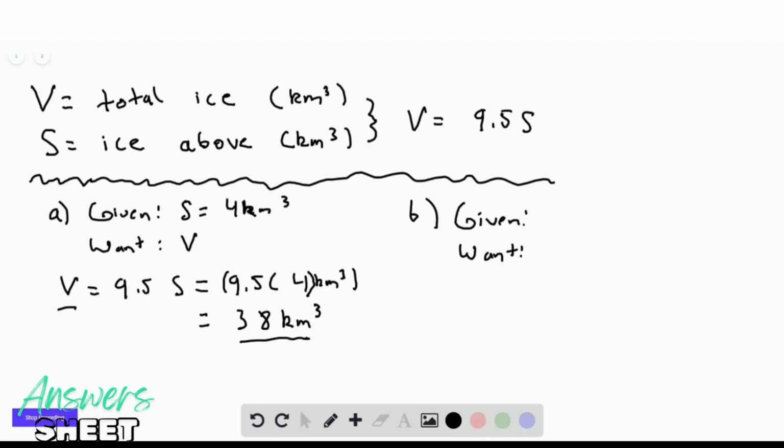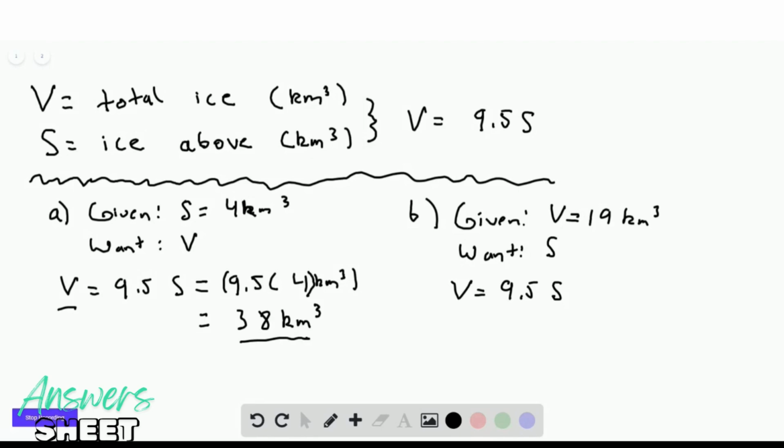So for part B of this question, it's just the reverse of the first. We're given information about V, which is that it's 19 kilometers cubed. And they want us to calculate what S is. This is no more difficult than the previous one. It just requires an extra step. Because when we write out our equation, we see that the thing that we want to solve for, S, is not by itself. So we have to isolate it.